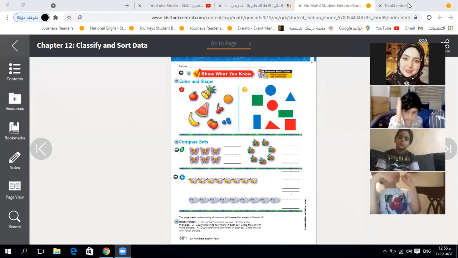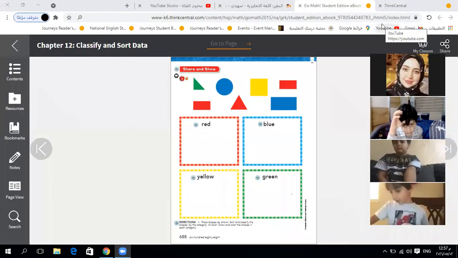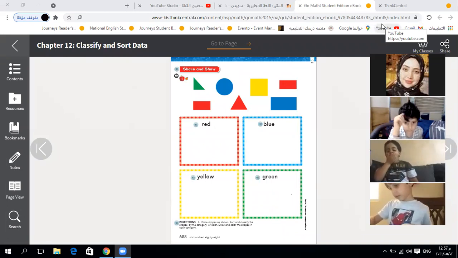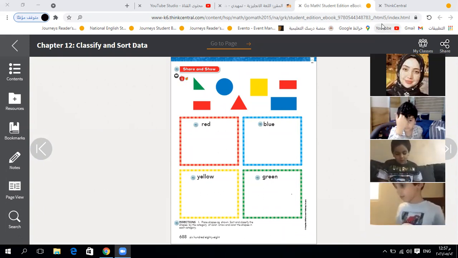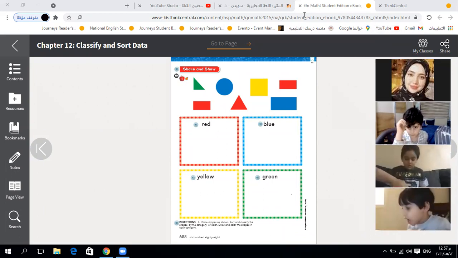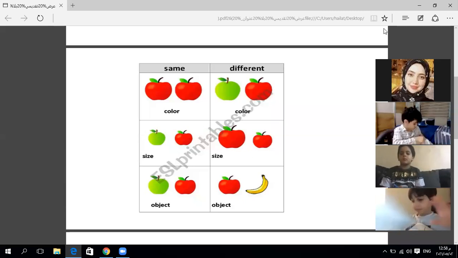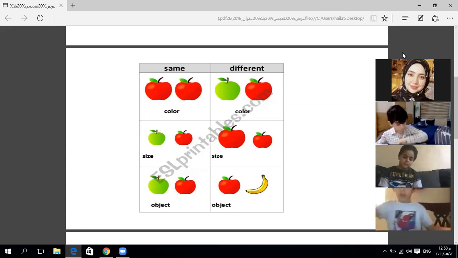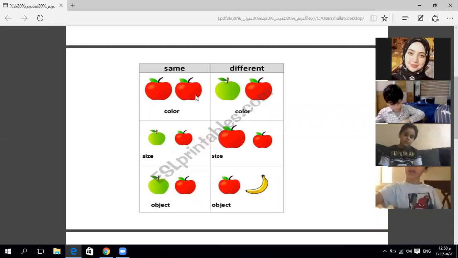Okay, now guys, open your book page number. Please open your book page number 494. Okay. Look at the, we have apples here. We have the same or different categories, okay? So Amir, look at the first picture. We have two apples, okay?